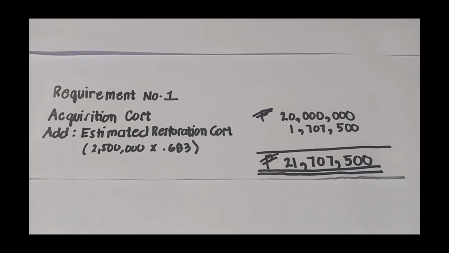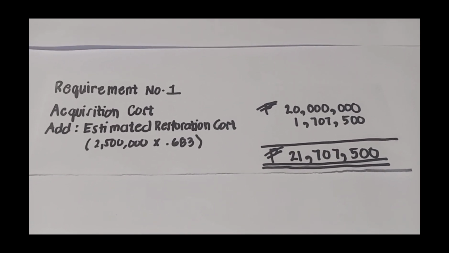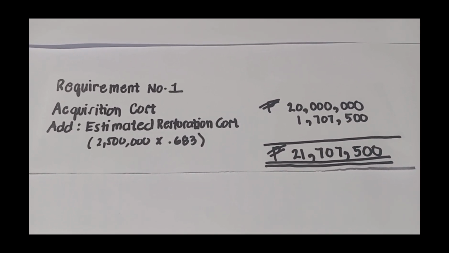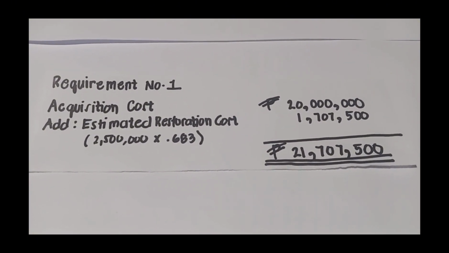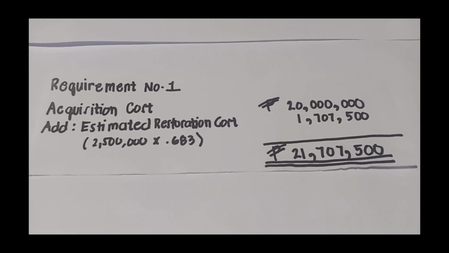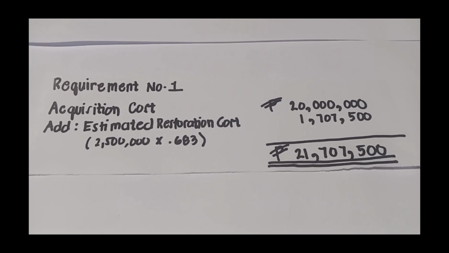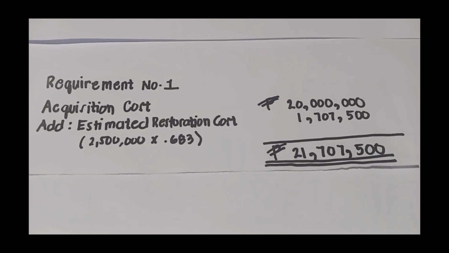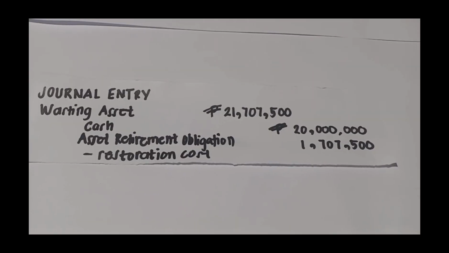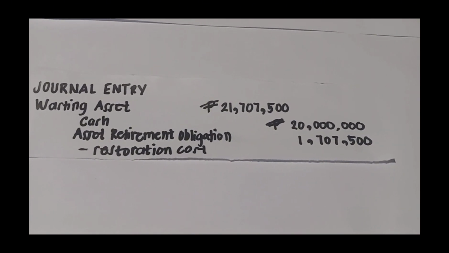For the requirement number 1, to compute the cost of the wasting asset, sama sa atong gibalik-balik kanina, i-add lang nato tanang components sa cost of the wasting asset. So, naa tay acquisition cost na 20 million, then estimated restoration cost. So, pagkuha sa estimated restoration cost, i-multiply lang nato ang 2,500,000 sa 0.683. So, we have 1,707,500. So, our total cost is 21,707,500. Journal entry na ni, mag-debit ta sa wasting asset kay ato mang gi-compute ang total cost of the wasting asset.